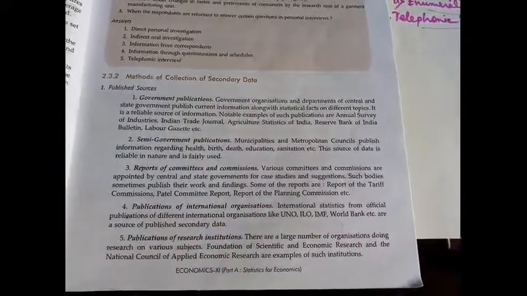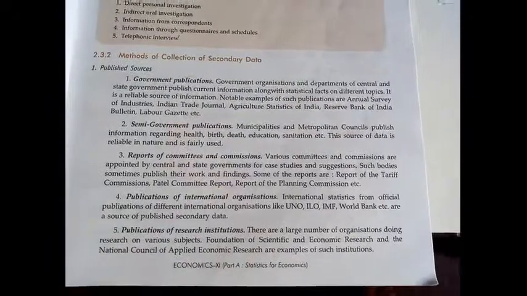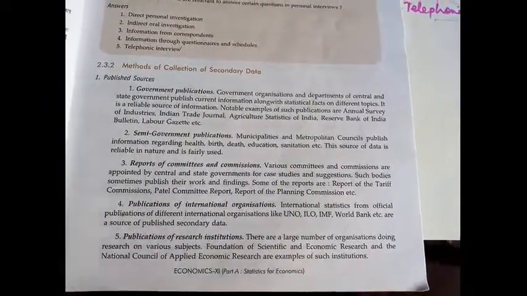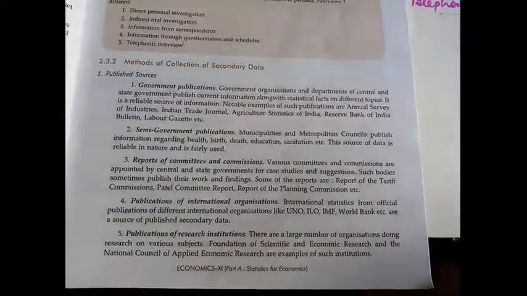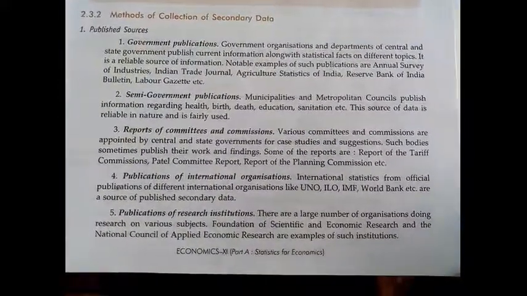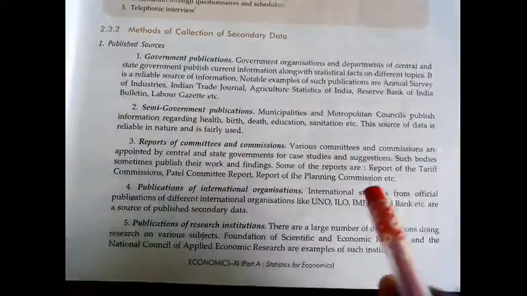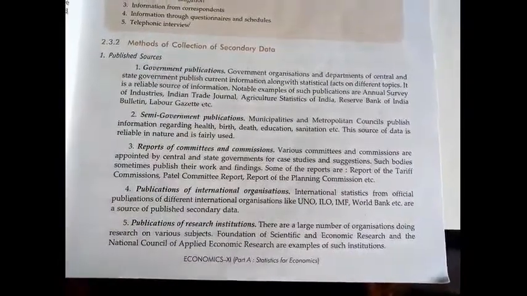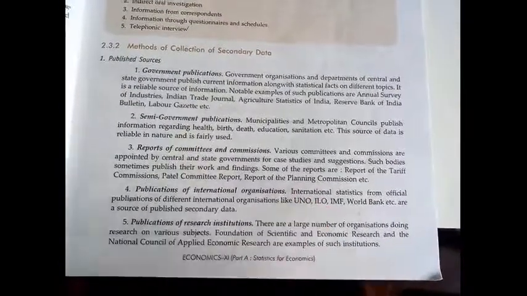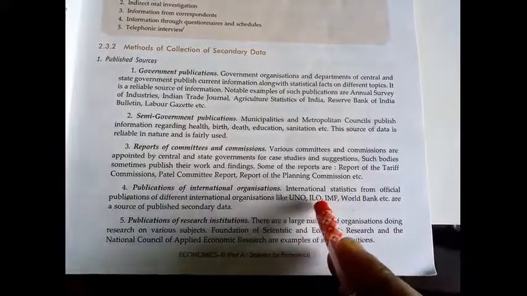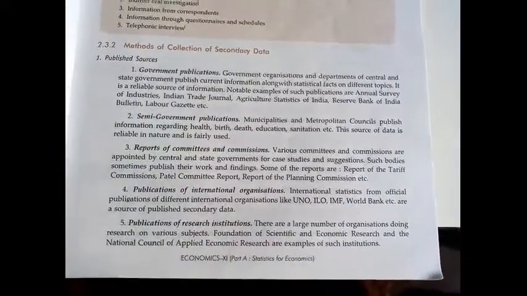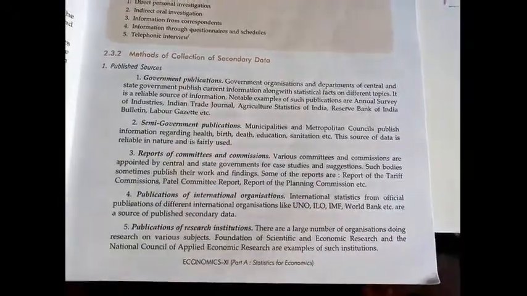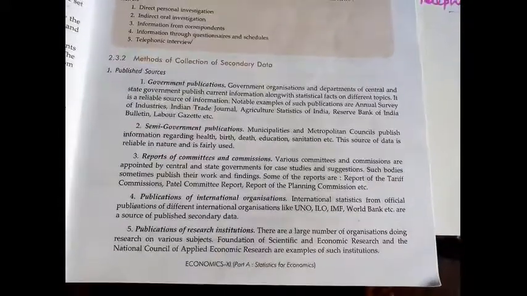Now, if you want to know about financial matters and anything related to money, and if you want data from the World Bank, the World Bank will provide you secondary data. IMF is the International Monetary Fund, then the World Bank, the United Nations Organization, and the International Labor Organization. From these institutions you can get relevant information or data depending on your matter.